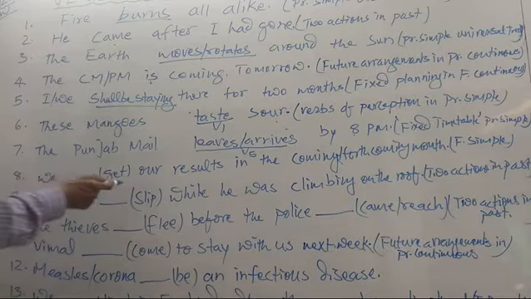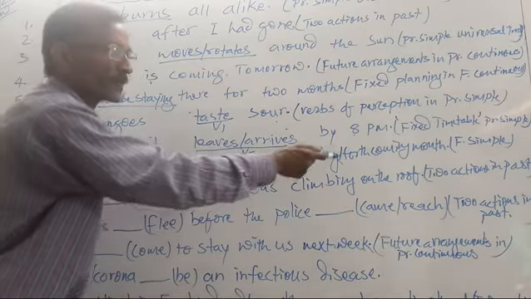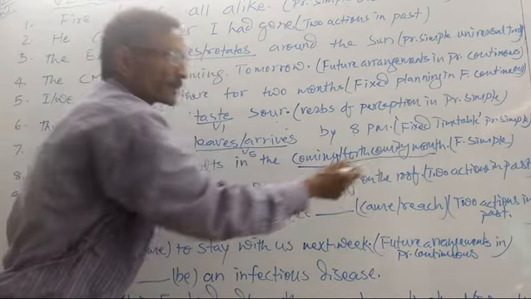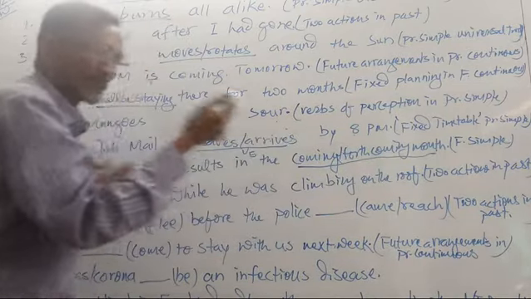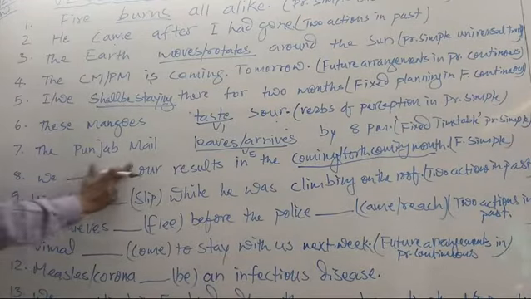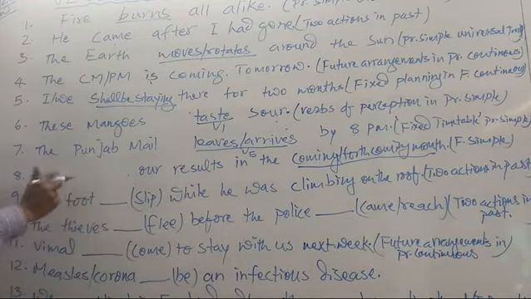We dash get our results in the coming or forthcoming months. Here we find that a future tense adverb is there. So we have to keep the future simple tense, like we shall get our results. We shall get our results.